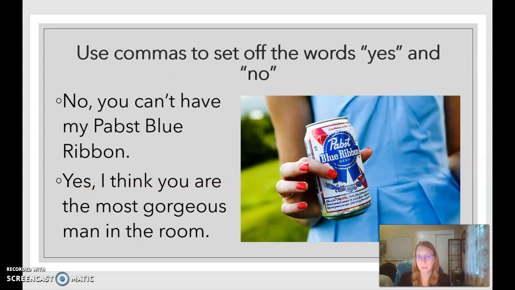Next, we want to use commas to set off the words yes and no, and this is pretty straightforward. If you say no, put a comma after it. No, you can't have my Pabst Blue Ribbon. And if you say yes, you can say yes, comma, I think you're the most gorgeous man in the room.